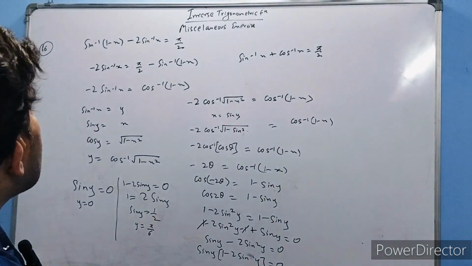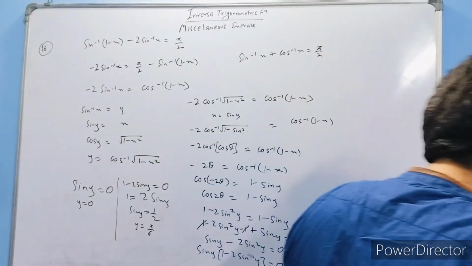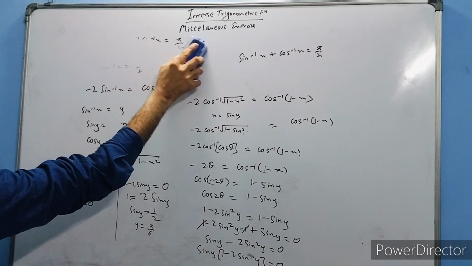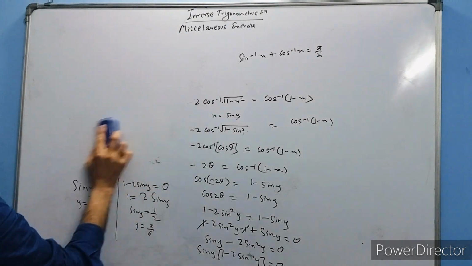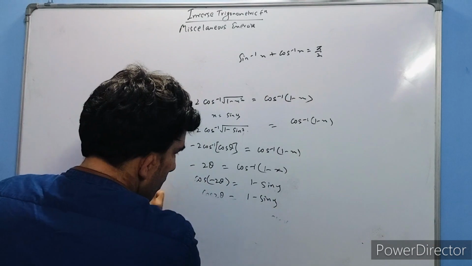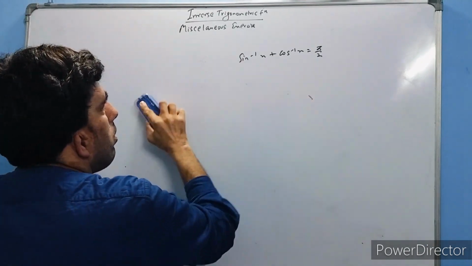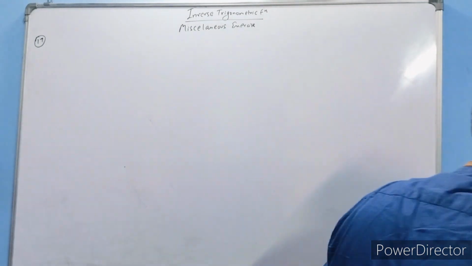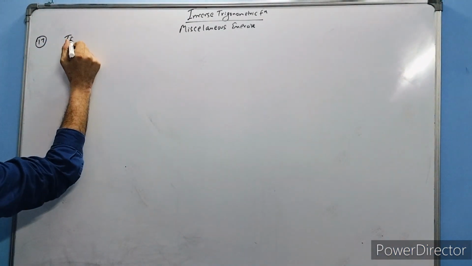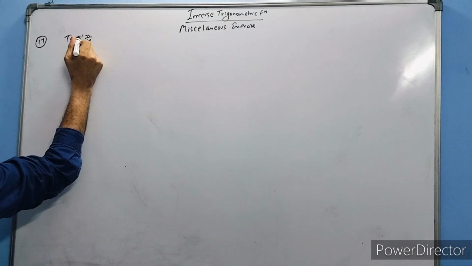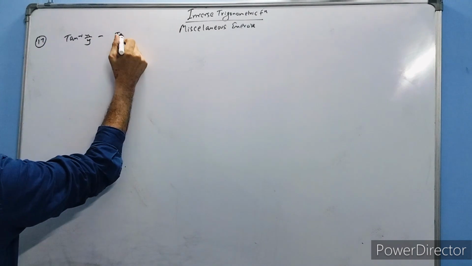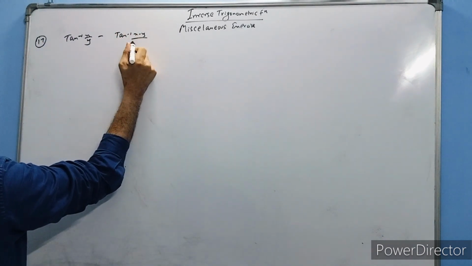Okay, so now let us try to solve one more, the 17th. Let's have a simple question now. I hope it's clear to you. Now we'll try to solve that 17th question. So I have the 17th question in my hand, that is tan inverse x upon y minus tan inverse x minus y upon x plus y.